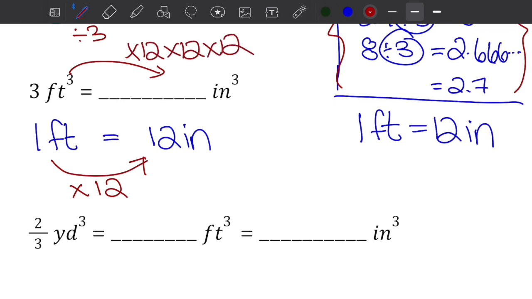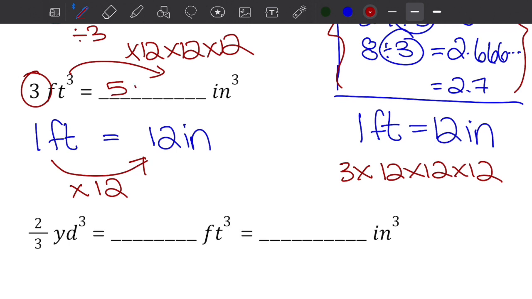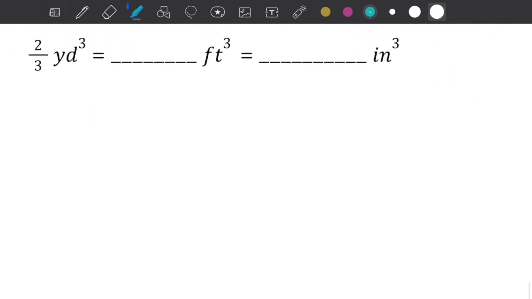Okay. So on your calculator, go 3. So we get the 3 from here. Times 12 times 12 times 12. And the answer should be 5,184. Please try this yourself as well to make sure that you know how to use your calculator for questions like this. All right, last numerical example.